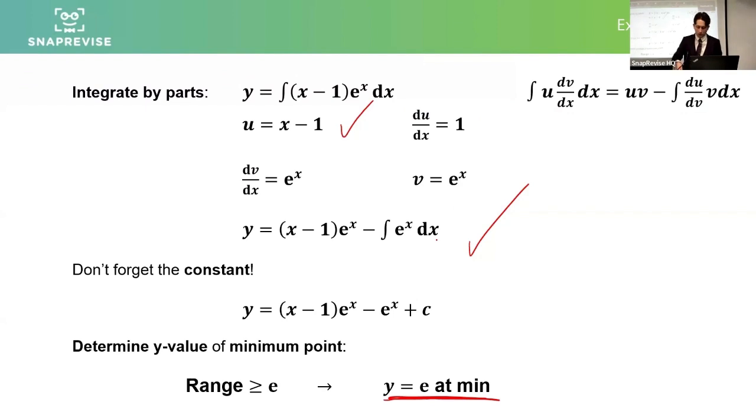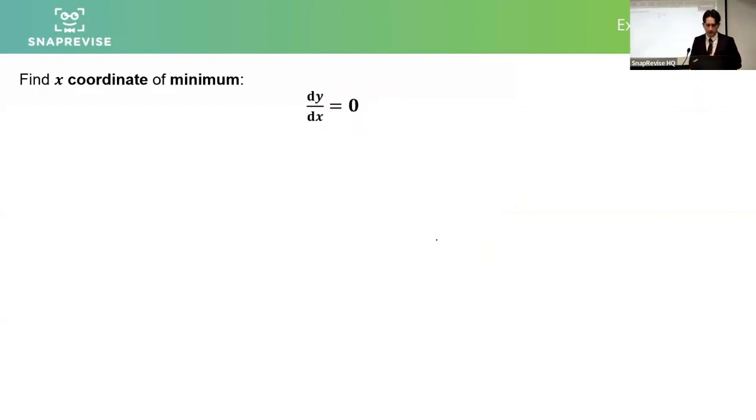So if you know the y value at the minimum is e, then we know minimum points, that should be crying out differentiation. That should be when the derivative is equal to 0.